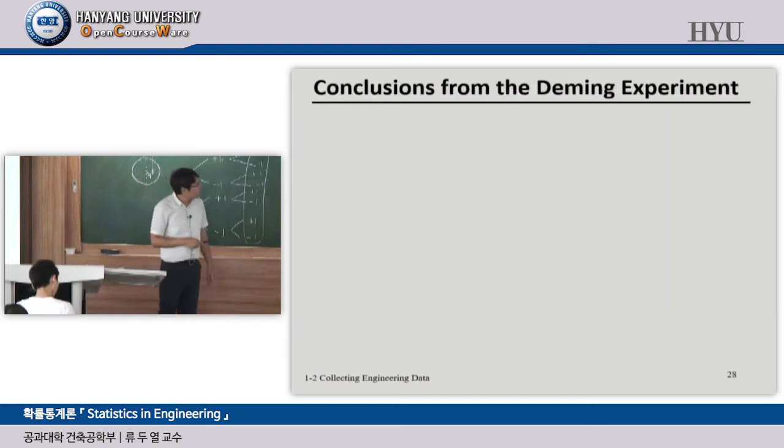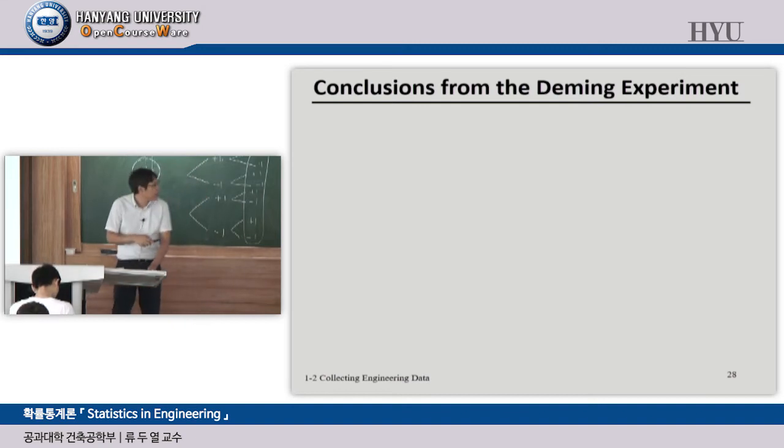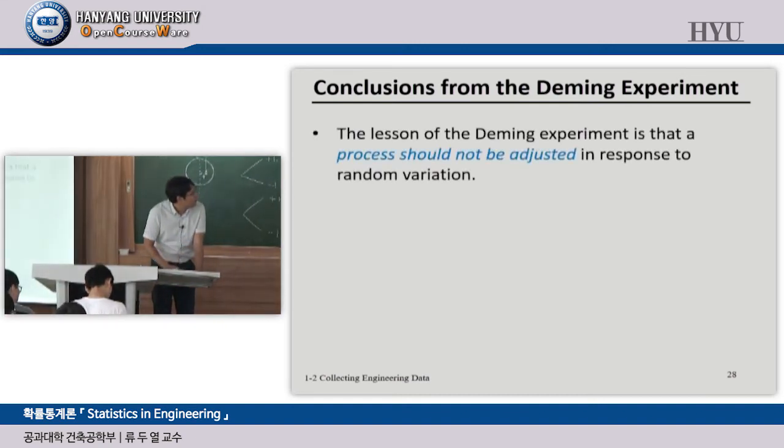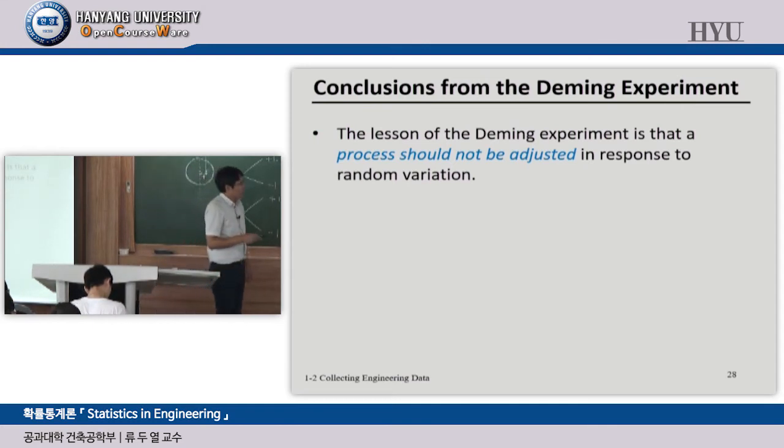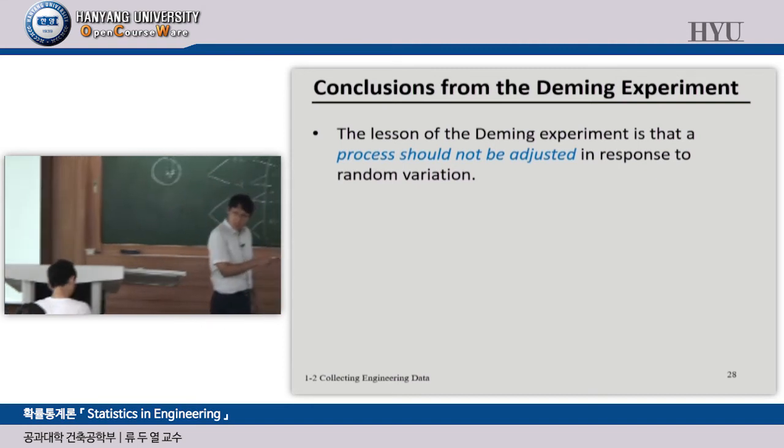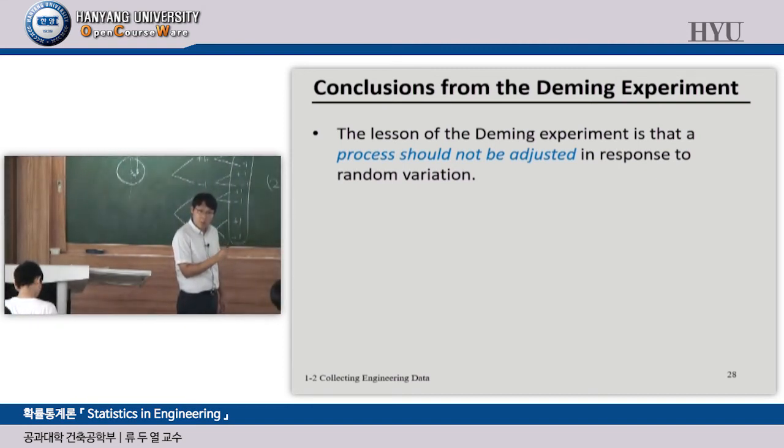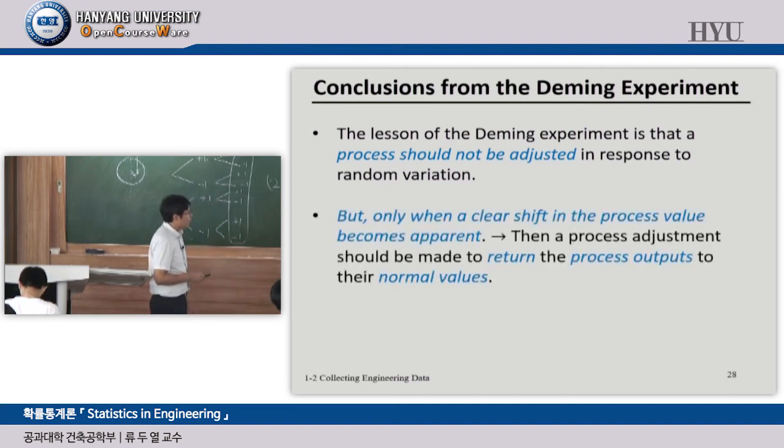And this is the simple conclusion from Deming's experiment. The lesson of the Deming experiment is that the process should not be adjusted because it increases the variability in response to random variation. But only when a clear shift in the process value becomes apparent, then a process adjustment should be made to return the process output to its normal values.